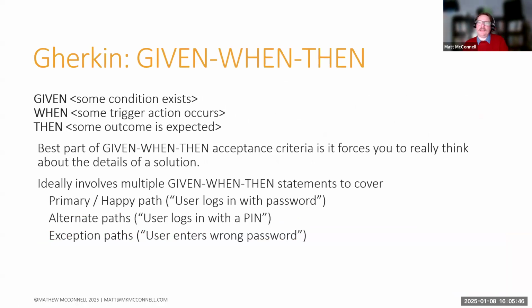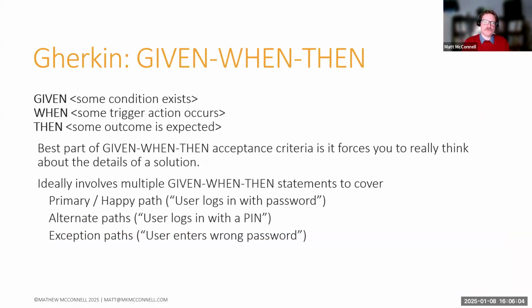What we're going to talk about today is a form of acceptance criteria. It's called Gherkin, more commonly known as given, when, then. It's this template that we use. So we're going to go through what Gherkin is, and what given, when, then is as far as acceptance criteria goes.